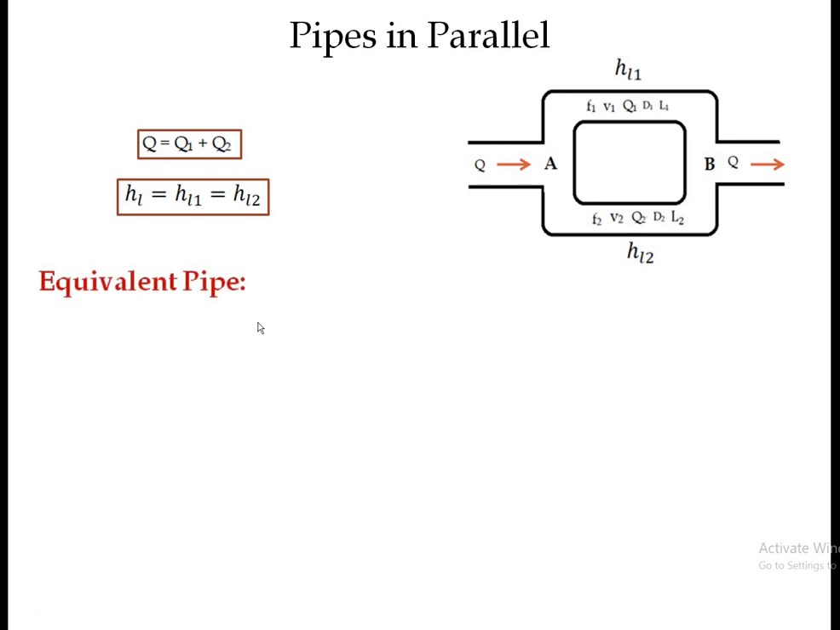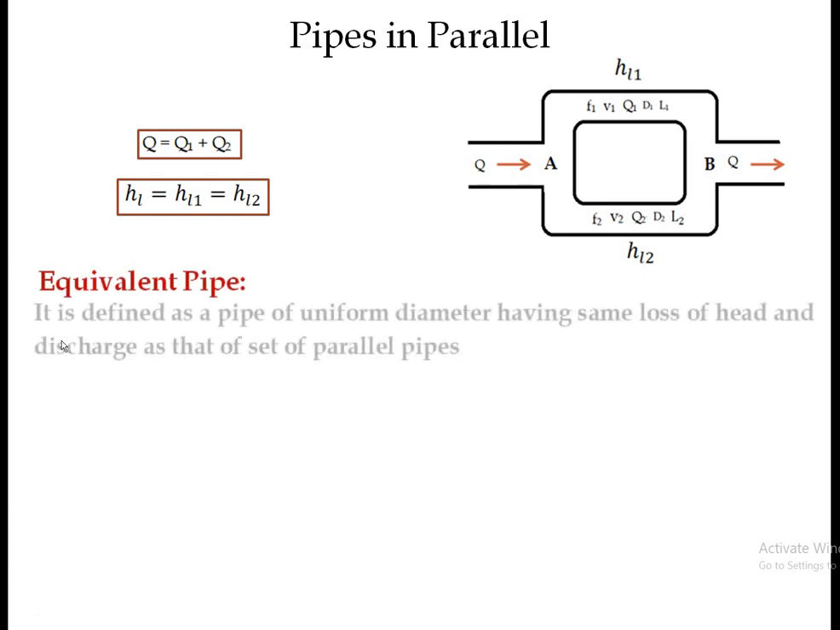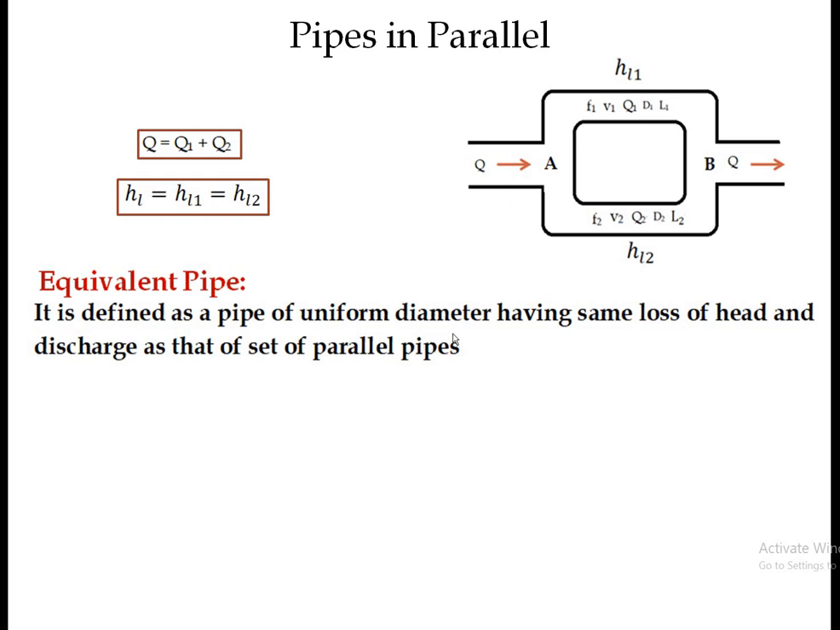Next, the equivalent pipe. The concept is again the same: it is defined as a pipe of uniform diameter having the same loss of head and discharge as that of the set of parallel pipes. I want to replace this parallel set of pipes by a single uniform diameter pipe, and that single uniform diameter pipe is nothing but the equivalent pipe, when it gives the same loss of head and the same discharge as the set of parallel pipes.